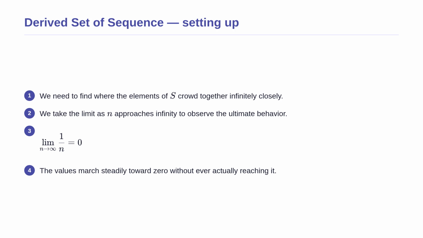The calculation reveals that the values are marching steadily toward the number 0 without ever actually reaching it. This means that no matter how tiny of a neighborhood bubble you draw around 0, eventually the fractions will become small enough to fall inside that bubble.